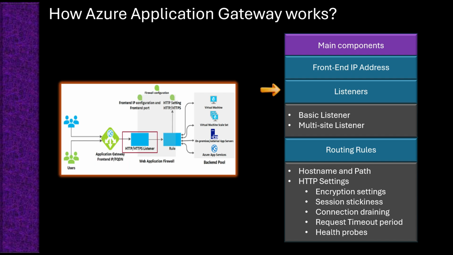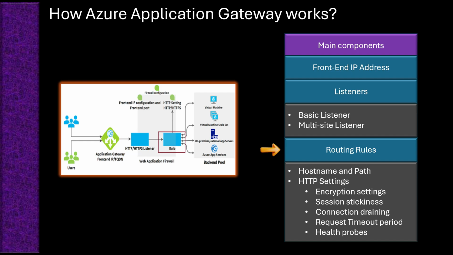Next component of application gateway is listener. Listeners are responsible for listening to incoming traffic on a specific IP address, protocol like HTTP or HTTPS, and port. A basic listener routes requests simply based on the URL path. A multi-site listener can route requests based on both the path and the host name, which is especially useful for multi-tenant applications. Listeners also handle TLS SSL certificates and ensure encrypted communication between the user and the application gateway. Each listener is tied to specific routing rules to determine which backend server should handle the traffic.